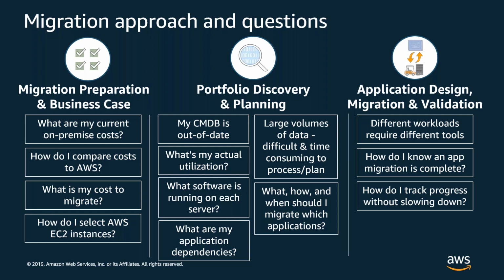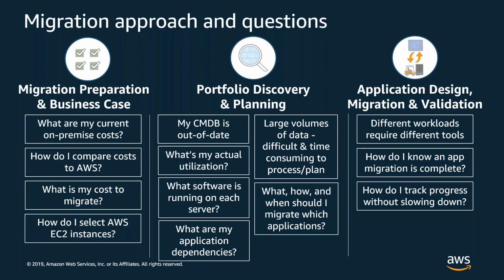But we found that customers who use tooling to help answer these questions move much more quickly and don't experience those delays. So in that first phase on the left, during migration preparation and business case and your overall migration planning, you're going to ask questions like, what are my on-premise costs? What are my migration costs? How do I pick EC2 instances once I'm on AWS? How do I right-size them? And then, of course, the big question is, what are my costs once I'm on AWS? So you can see and compare that to your on-premise costs and make that decision to migrate and see what kind of cost savings you're going to have and other savings you'll realize.